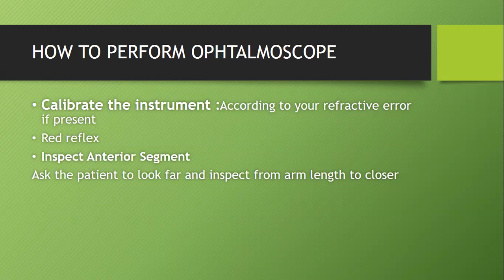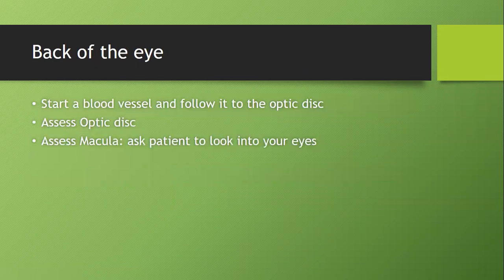Then you first inspect the anterior segment. Ask the patient to look far, and inspect from arm's length, then come closer. This is how you demonstrate that you are inspecting the anterior segment. You ask the patient to look forward, and from arm's length you start looking in the eyes and then come closer, closer, closer to the eyes, and then the back of the eye.